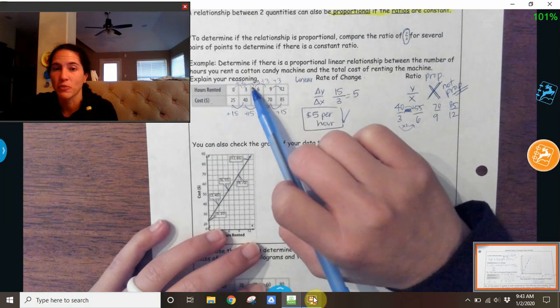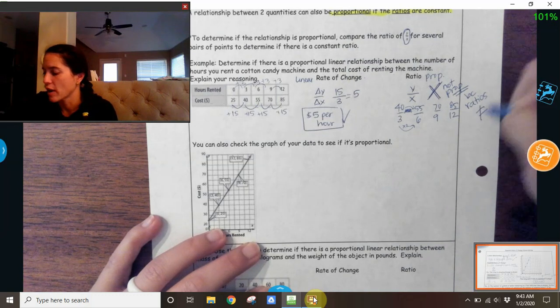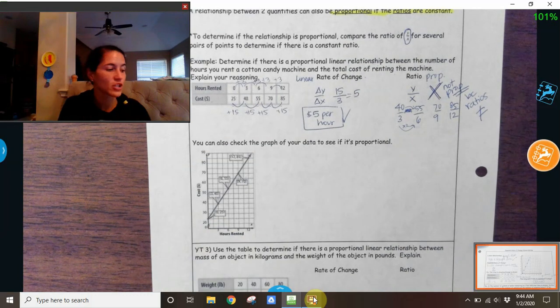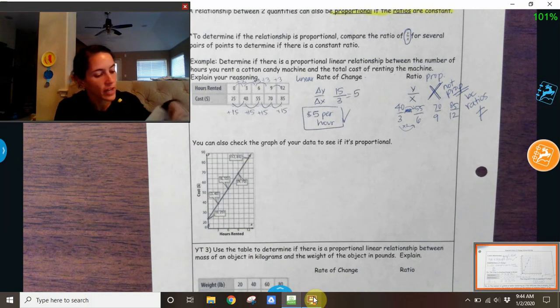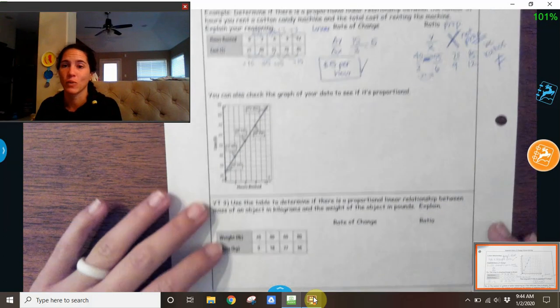And when it says explain your reasoning, you would just say because the ratios are not equal. And so if you ever have an example when the ratios are not equal, that means it's not proportional. The ratios have to be equal.